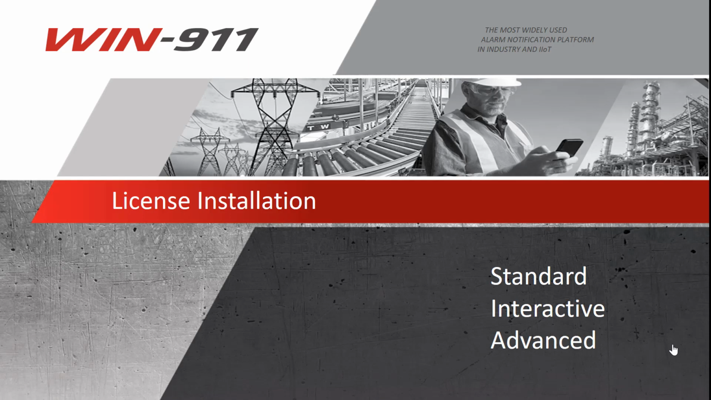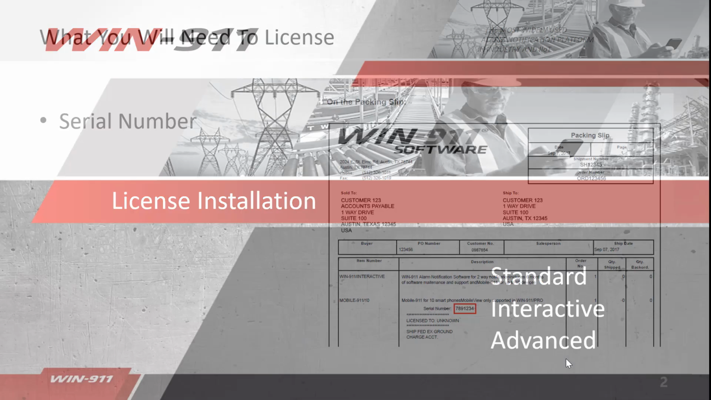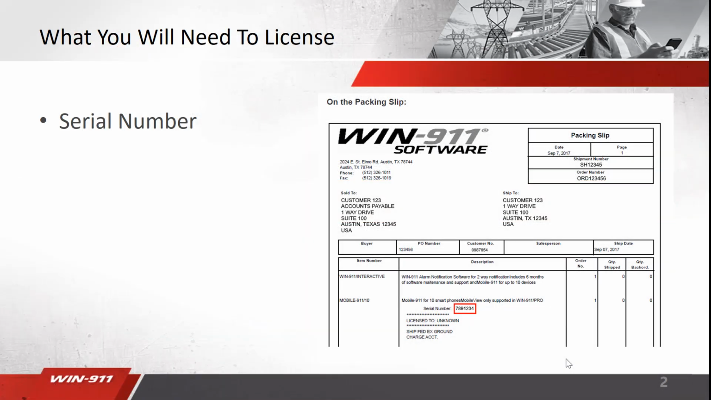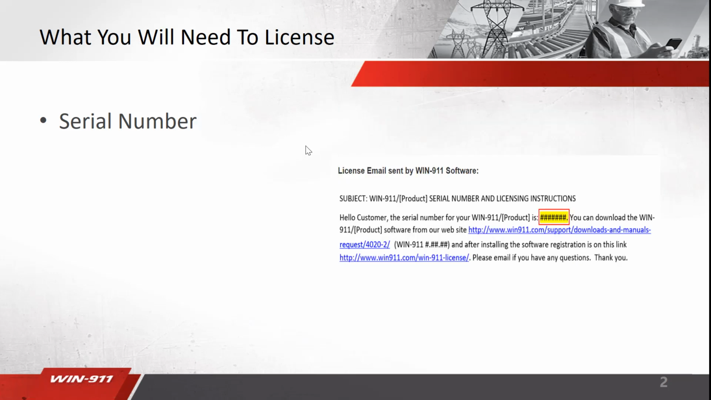Today, we will walk you through the installation of a WIN-911 license. To activate your license, first you'll need your serial number. This will be found on the packaging slip down in the middle, or it is available from the original email sent by the licensing team.